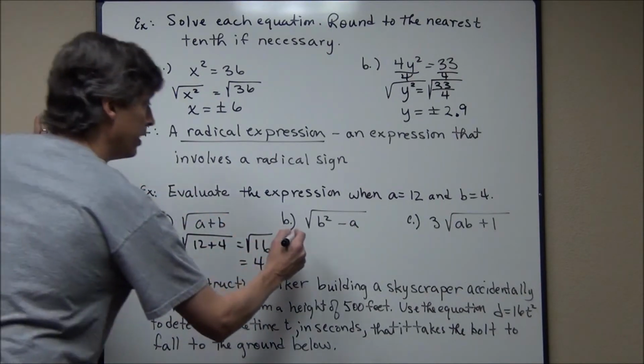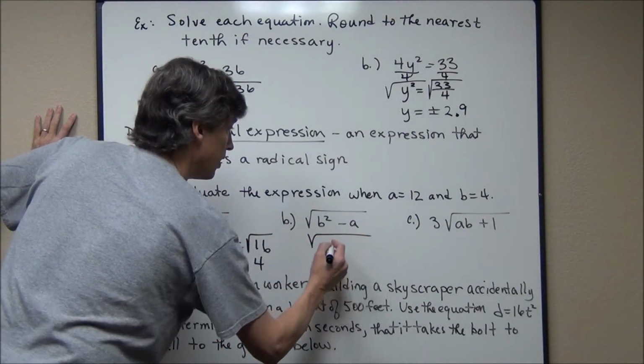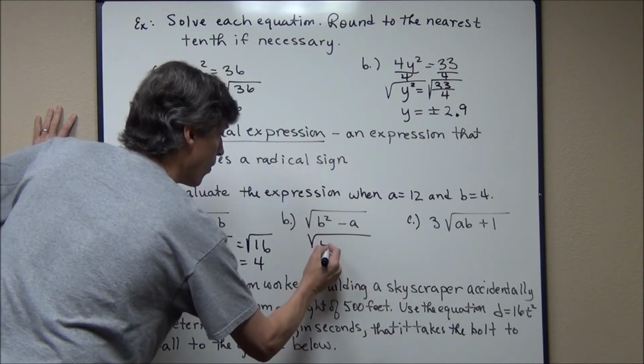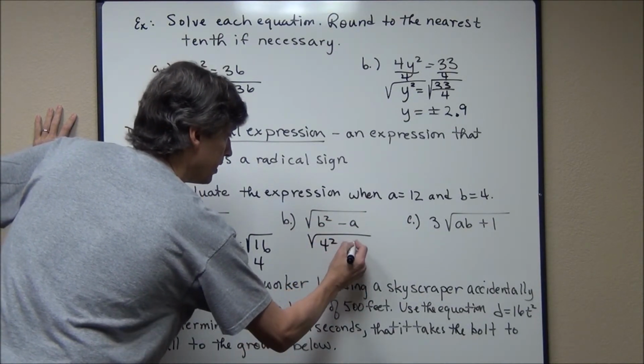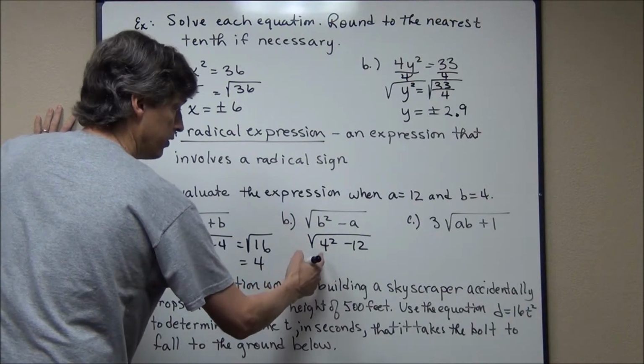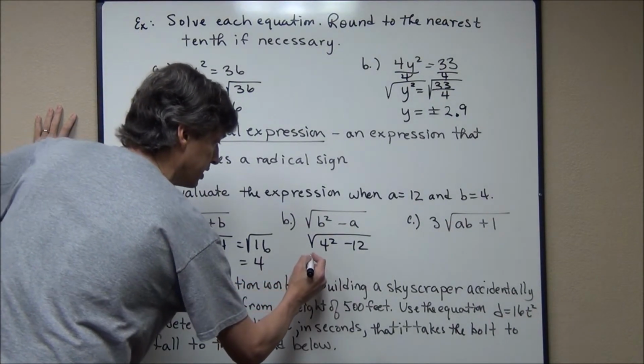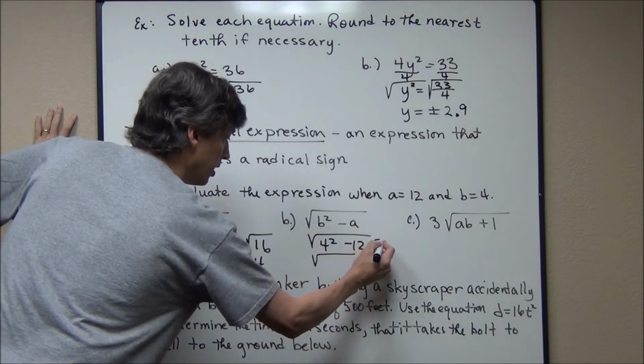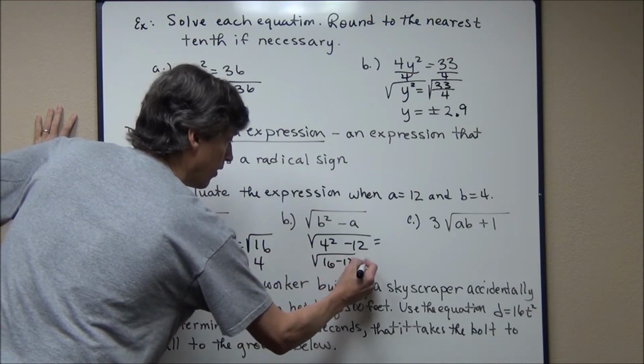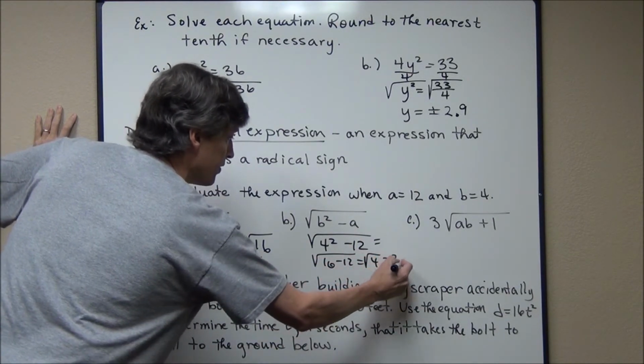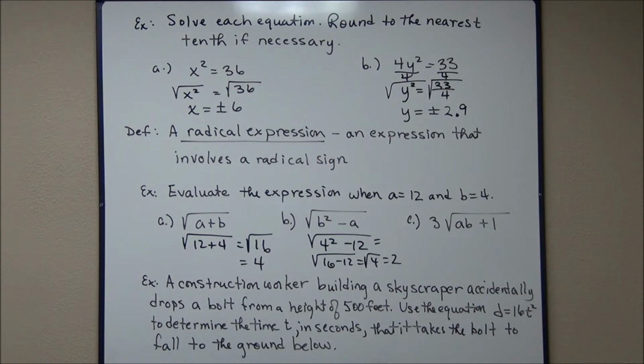Now I'll plug in over here. This is going to be the square root of, plug in for b is 4, and then I'm squaring that, and then I'm subtracting 12. Well, 4 to the second power is 4 times 4, that's 16. So this is the square root of 16 minus 12, which is the square root of 4. And again, don't need a calculator here. I can do that one in my head. The square root of 4 is 2.